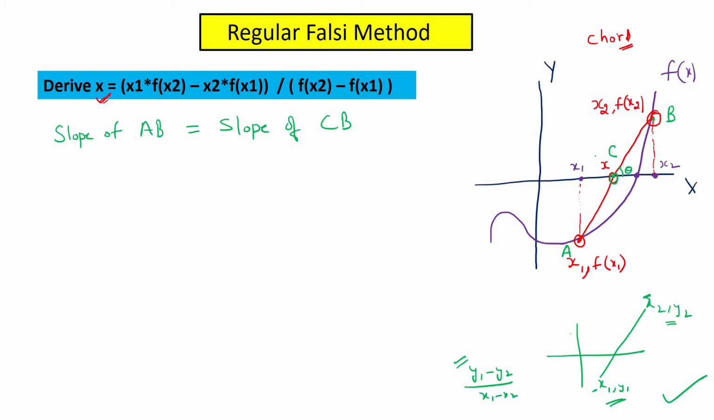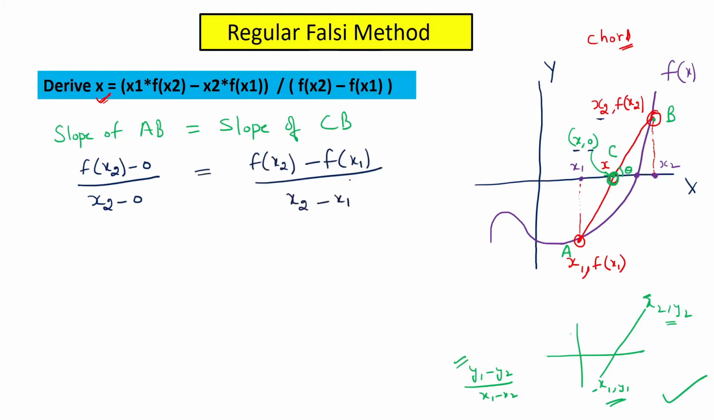Now for that, if I ask you how can I write this x point in terms of x and y coordinates, you will say this point can be written as x, 0 because here the y coordinate will be 0. So I have now x, 0 here, and this B point is x2, f of x2. So what is the slope of CB? I can write this, that is f of x2 minus 0 upon x2 minus x. Now in the same way, this will be the slope of AB. That means subtract the y coordinates, f of x2 minus f of x1 upon x2 minus x1.